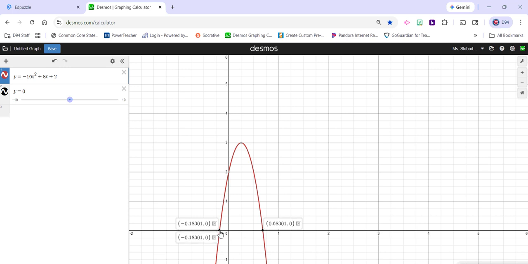So the one here on the left, we can see that it's at negative 0.18301. Again, this is talking about time that doesn't make sense for our scenario, so I'm going to ignore that value.